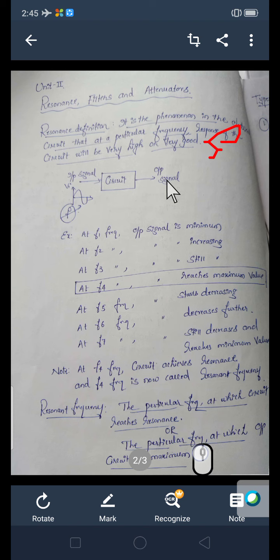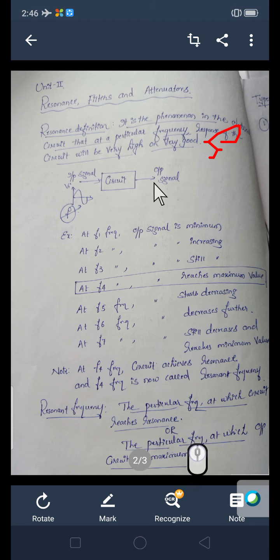It is not increasing after F4. It is decreasing at F5. So whatever response of the signal you are getting at the output circuit, the maximum output signal that you are getting is at the frequency F4, because at F5 the output signal was decreasing. So at F4 you got the good response from the circuit.